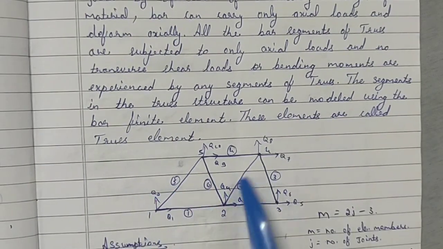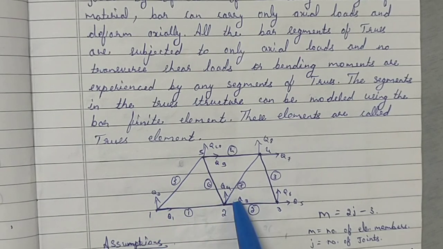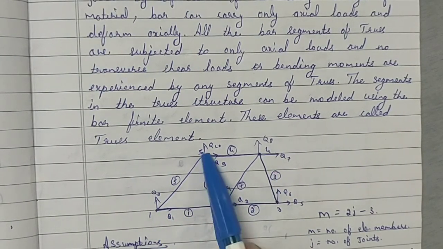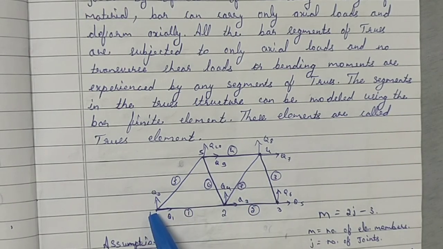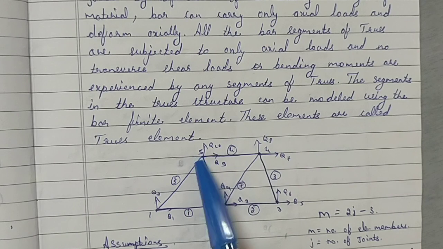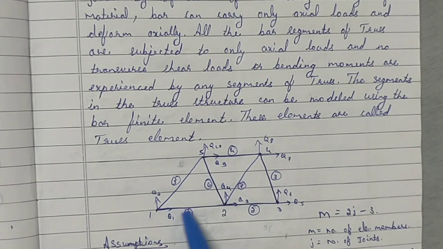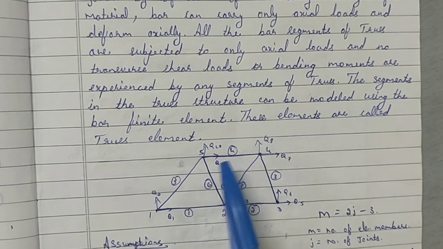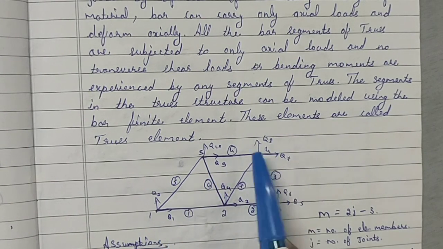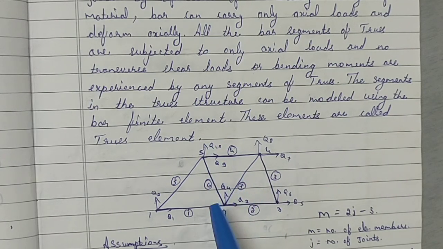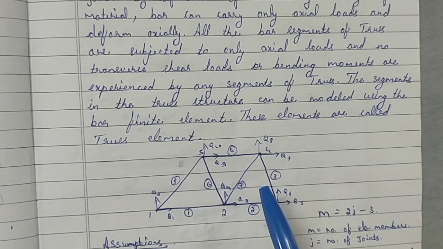For example, this is a truss element. It is given like this. So these are the different bars. You can see this is a bar, this is a bar, this is a bar, this is a bar, this is a bar, this is a bar. And all the different bars are joined with the help of pin joints. Those pin joints we consider as nodes, and the bars we consider as elements. So here we have 1, 2, 3, 4, 5 nodes, and elements 1, 2, 3, 4, 5, 6, 7 elements.